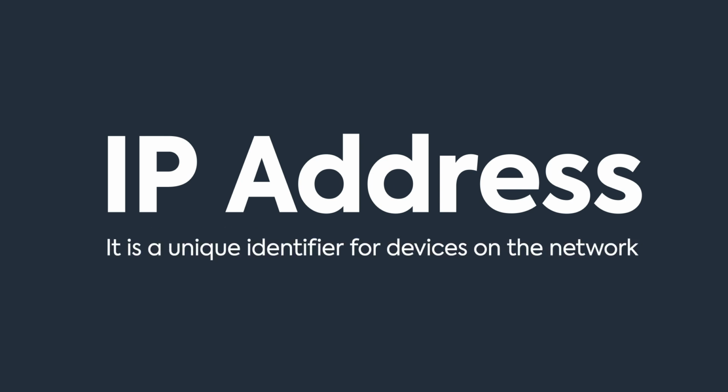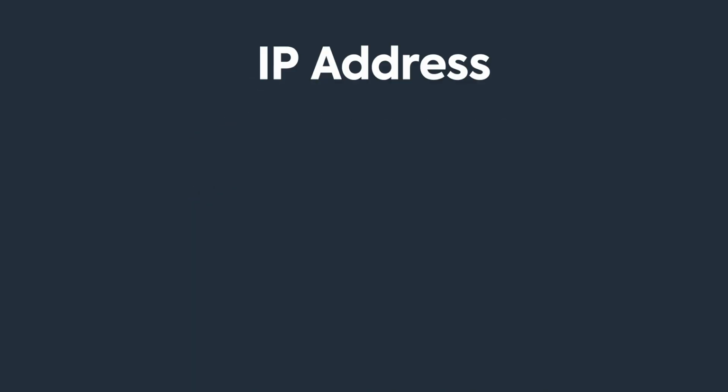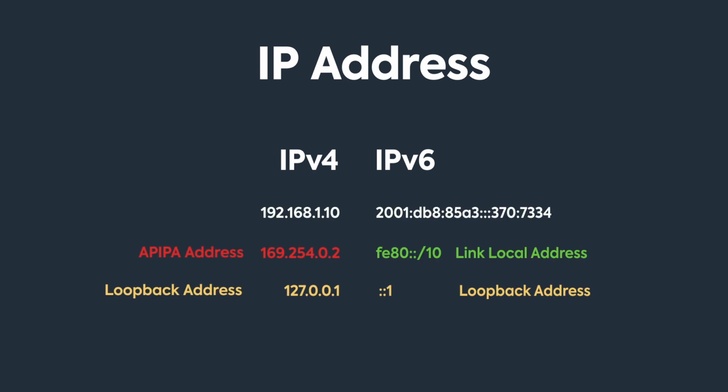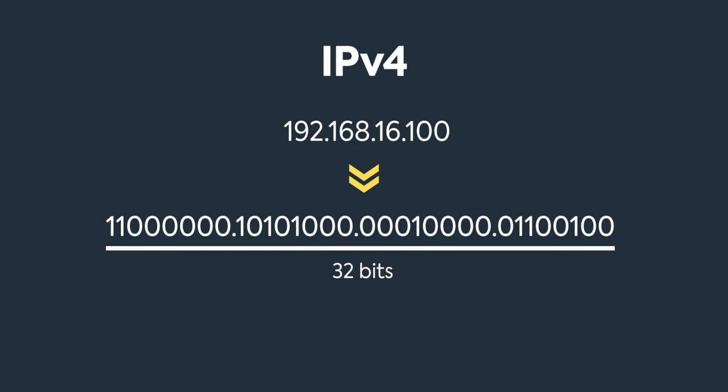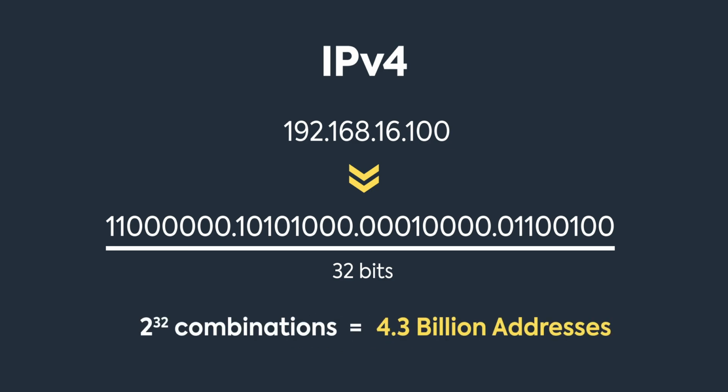An IP address is an identifier for the devices on the network. There are two versions, IPv4 and IPv6. This is what they look like. Remember, an IPv4 address is also a binary number, and it is 32 bits long. Since a bit can have only two values, and there are a total of 32 bits, we can make up to 2 to the power 32 combinations, which is 4.3 billion addresses, which is not sufficient.